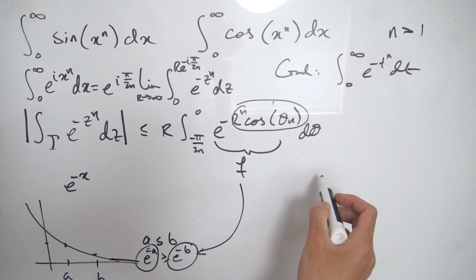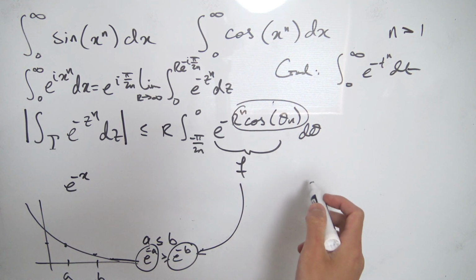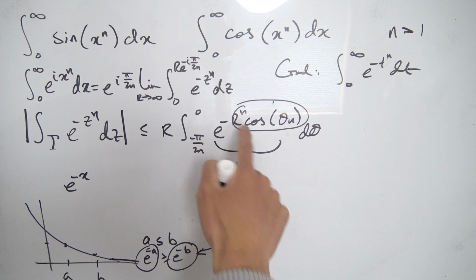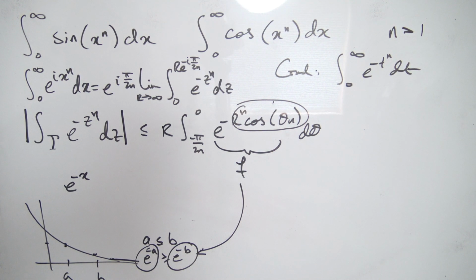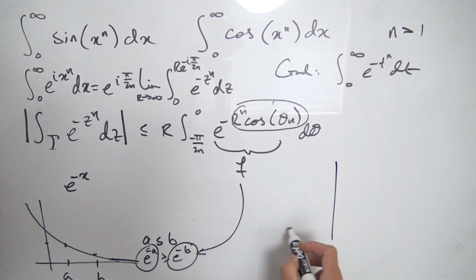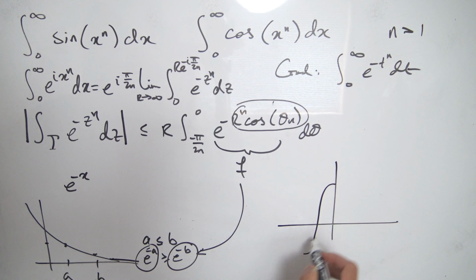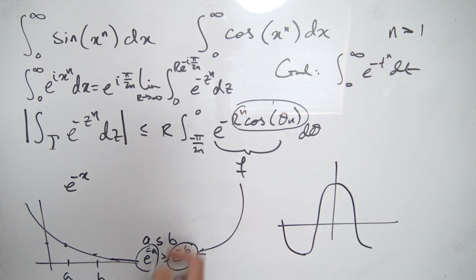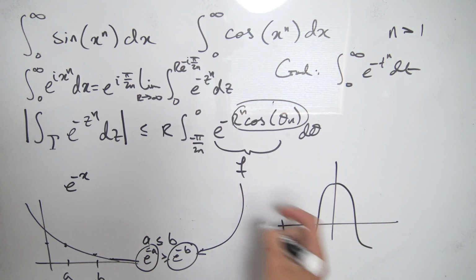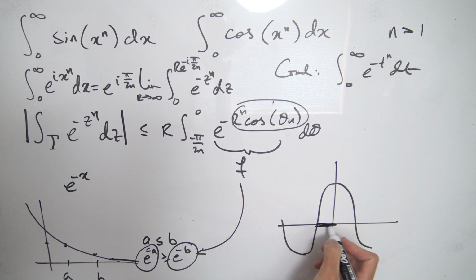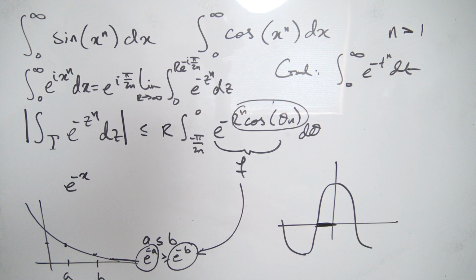Well, let's take a look at the graph of cosine of theta n first, because r to the n is just some constant, just some scalar. So if you look at the graph of cosine of theta n, you're going to get something that looks like this. And in particular, notice that on the interval minus pi over n to 0, it's precisely this section over here.